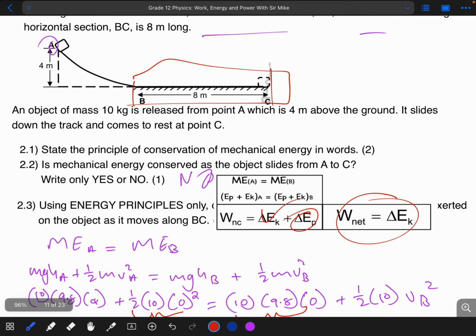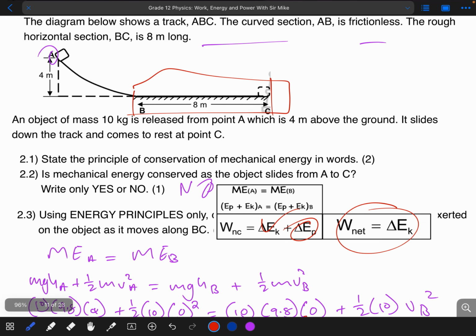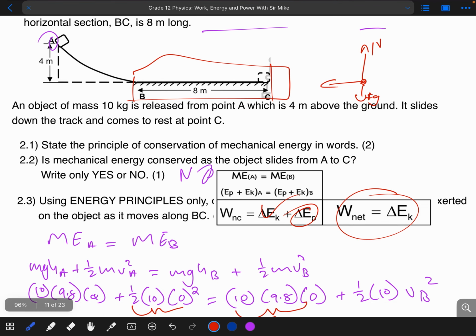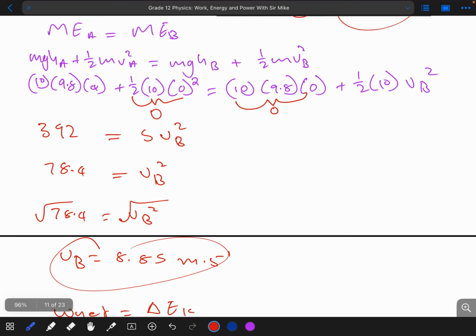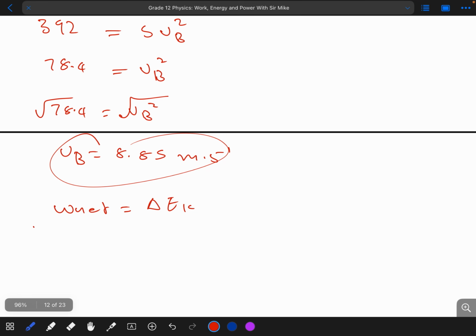Now remember that this object is sliding between points B and C. So we actually have our frictional force, our Fg, and our normal force there. We do not have an applied force. So W net will simply be the work done by Fg, plus the work done by the normal force, plus the work done by Fk, the frictional force, which will simply be equal to the change in the object's kinetic energy.